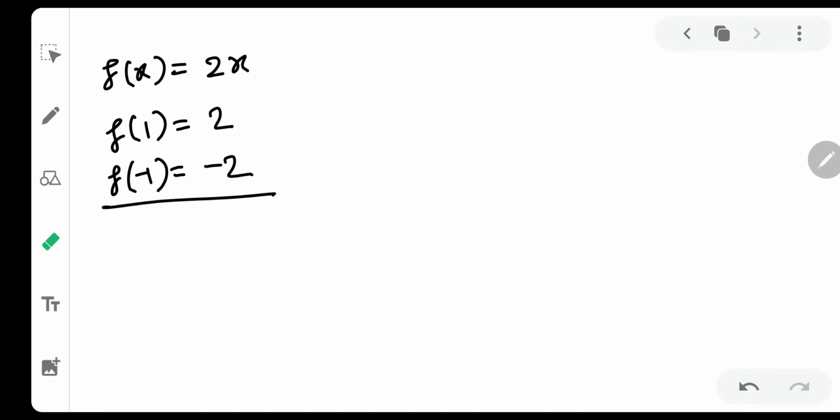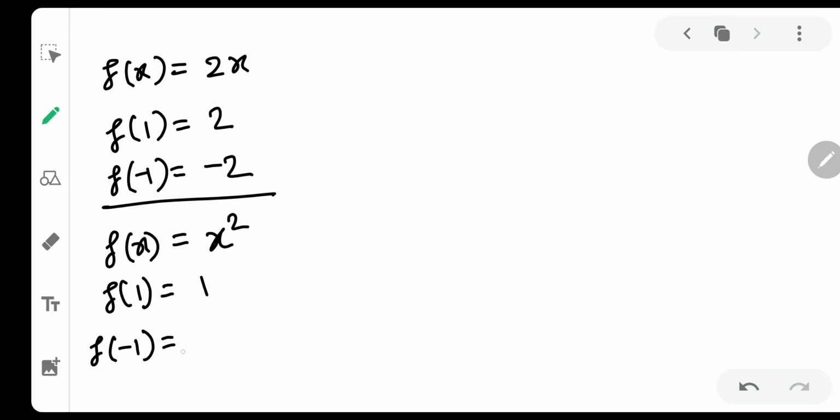Now let us check for f of x being x square. Okay. Then f of x equal to x square means what? Suppose I put x as 1, the answer is 1 square, 1. Suppose I put x as minus 1, the answer is minus 1 the whole square, again 1. So I changed the sign of x, but the sign of y did not change. It means when I replaced x with minus x, there is no change in the sign of y. Again, a very nice observation.